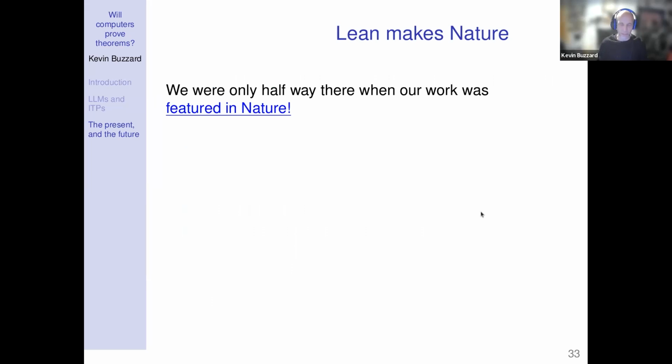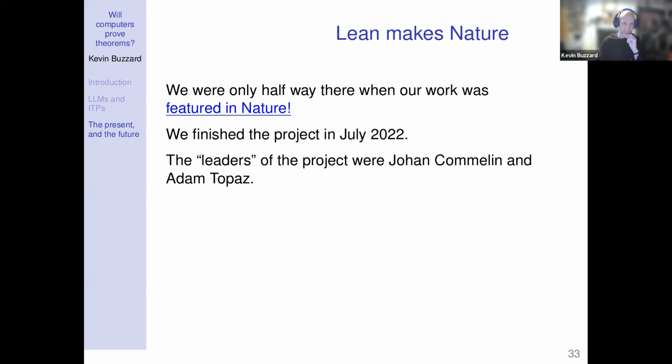There was some momentum behind the project. We proved an intermediate result. Scholze got very excited. And we got a piece in Nature written about the project, which was quite surprising to me. You don't often see pure maths in Nature. We finished the project in July 2022. Those were the leaders of the project, Commelin and Topaz, two young arithmetic geometers. I played a part, but I didn't run this project.